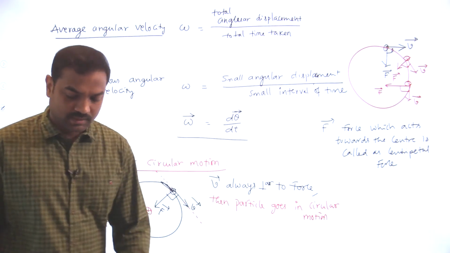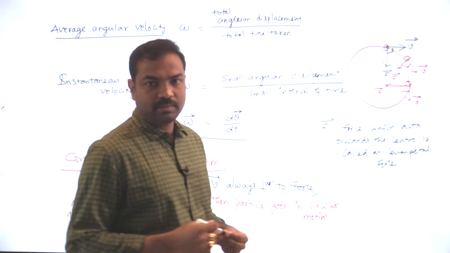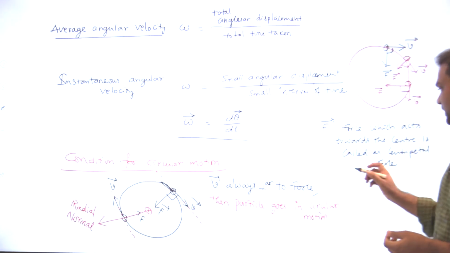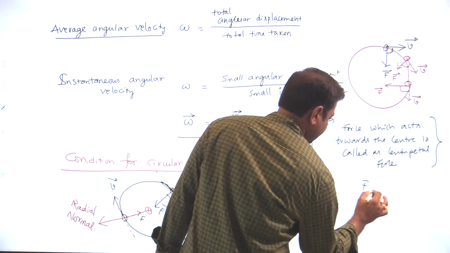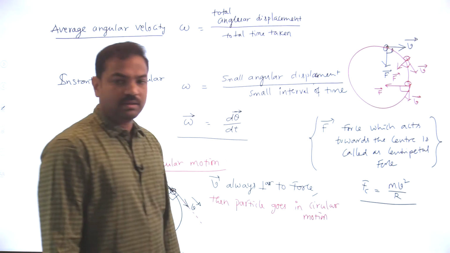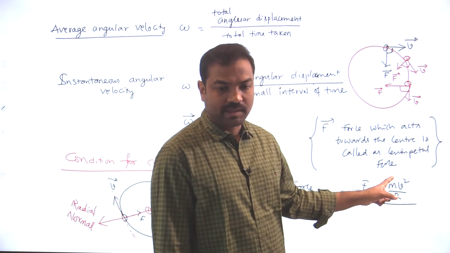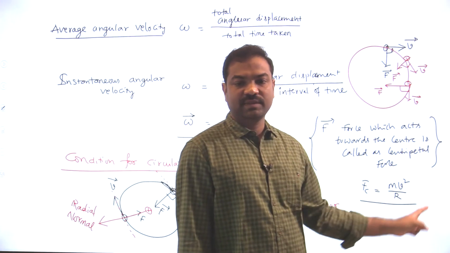Already we have done this also. Work done by centripetal force is always 0. Power developed by centripetal force is always 0. So these things we have seen, because centripetal force and velocity are perpendicular to each other. Centripetal force is equal to mv square by r, where v is the tangential speed, m is the mass of the particle, and r is the radius. So centripetal force is always equal to mv square by r.